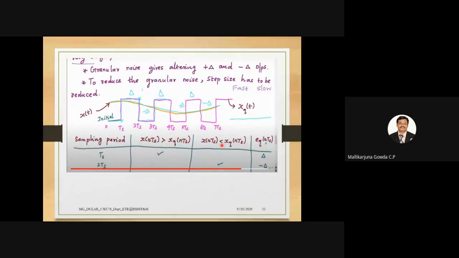This is elaborated by comparing, in each sampling period, the value x of nTs with respect to xq of nTs. At the first Ts, x of nTs is greater than xq of nTs, so it will be encoded with delta and so on. At the second, at 2Ts, x of nTs is less than xq of nTs, so it will be decremented by delta. So this table you can write for all these values of Ts, starting from Ts, 2Ts, 3Ts, 4Ts, 5Ts, 6Ts, 7Ts, and so on.